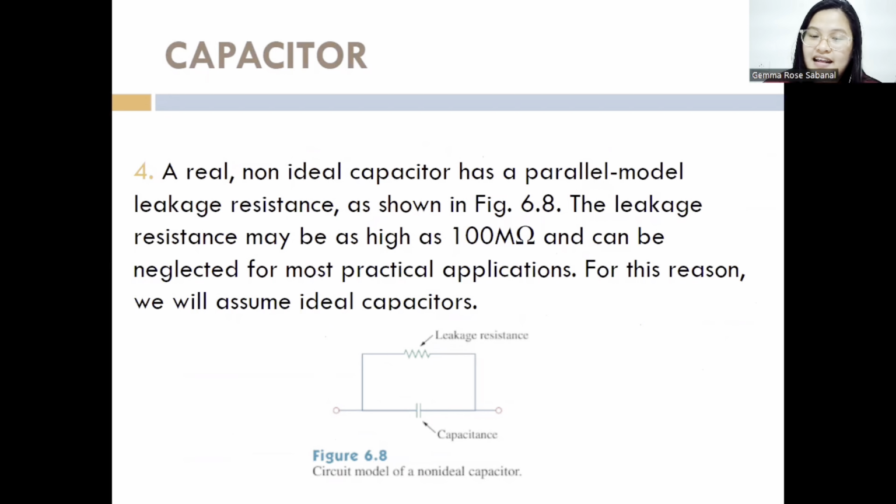A real non-ideal capacitor has a parallel model leakage resistance as shown in figure 6.8. The leakage resistance may be as high as 100 ohms and can be neglected for most practical applications. For this reason, we will assume ideal capacitors.